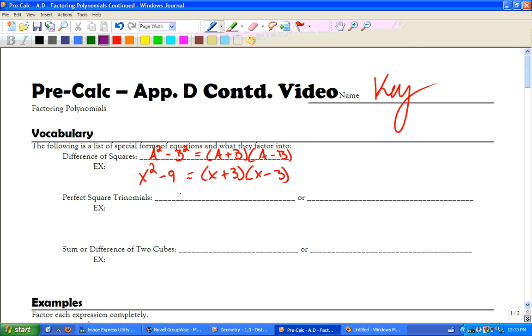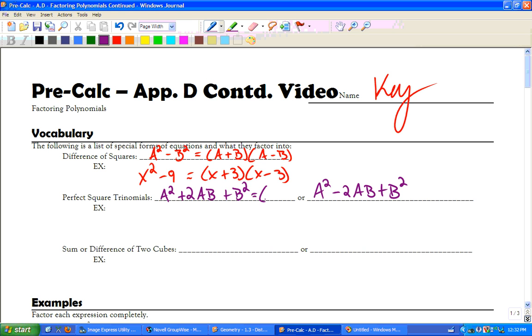Perfect square trinomials has two formulas. They're pretty similar, but there is a little bit of a difference. The first is a squared plus 2ab plus b squared. And the second one is a squared minus 2ab plus b squared. They factor into things that are very similar, but there's just one tiny little difference.